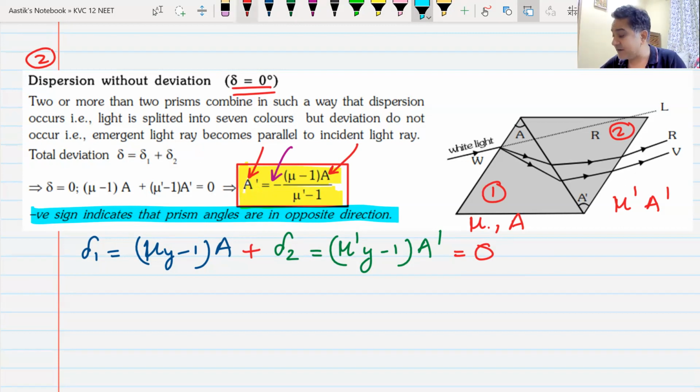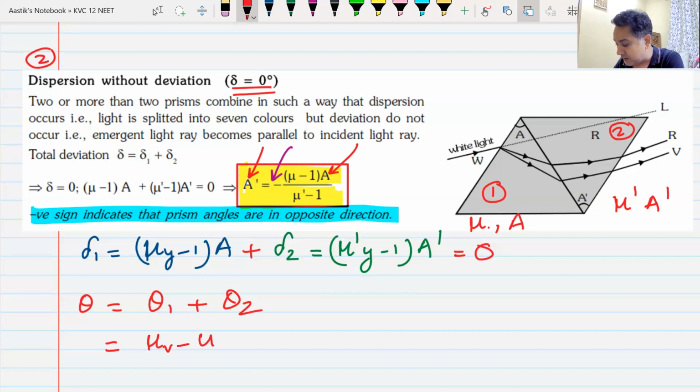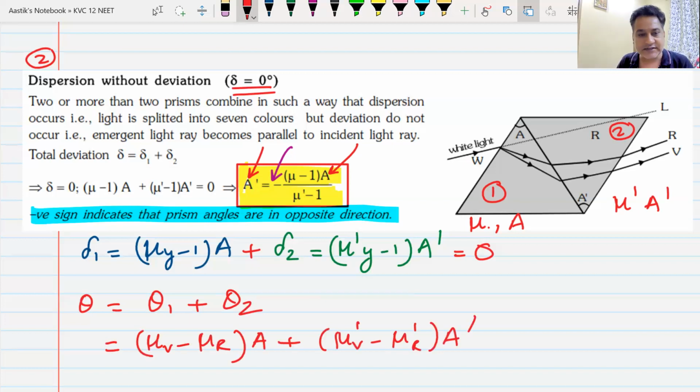In this case, bachcha, they might also ask you a very difficult question which is not going to come in your exam: what is the total dispersion? To find out the total dispersion, you find theta 1 plus theta 2. How do you find theta 1? Theta 1 can be found out by mu v minus mu r times A plus mu dash v minus mu dash r times A dash. Do we understand this? Yes, sir. I'll give you 2 minutes to note this down.